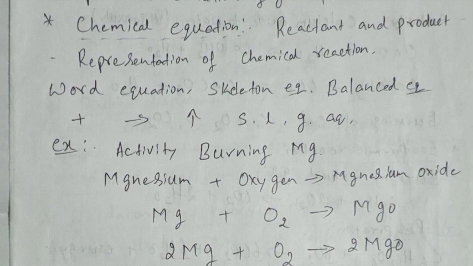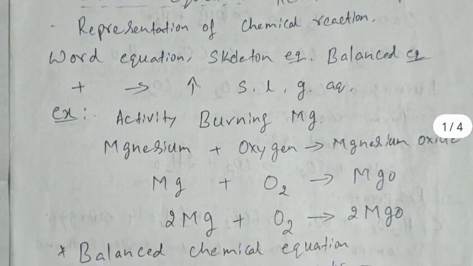We can write chemical reactions in three types: word equation, skeleton equation, and balanced equation. We have the plus sign and the arrow mark, and we can also mention the solid, liquid, and gaseous states, and also the aqueous solutions. These are all the symbols that a chemical equation contains.